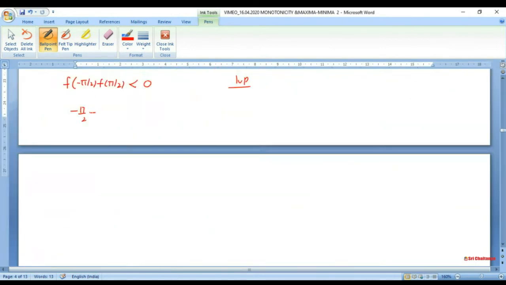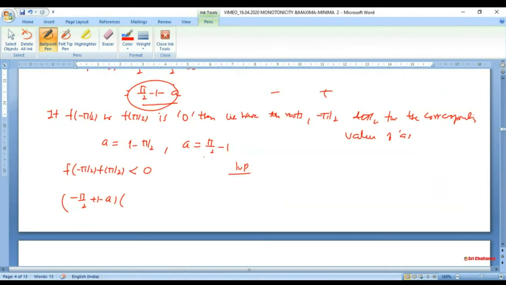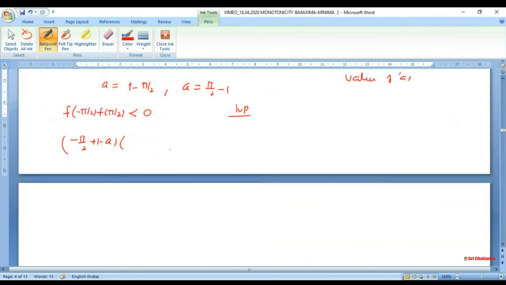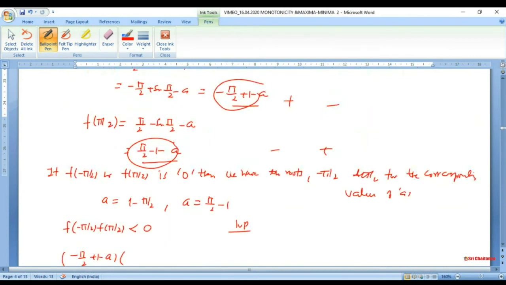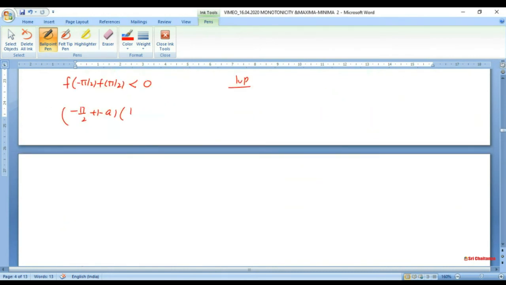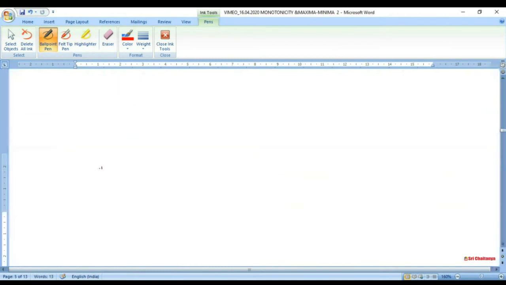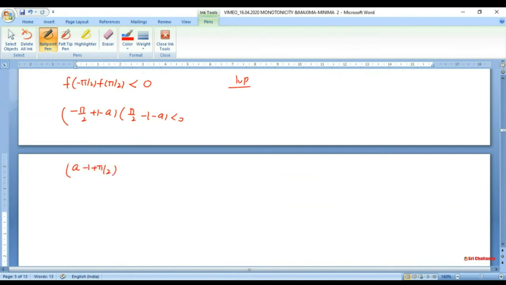So minus pi by 2 plus 1 minus a. And if pi over 2 was this one, pi by 2 minus 1 minus a. So pi by 2 minus 1 minus a less than 0. I can change the sign of a. So I can write a minus 1 plus pi by 2. And here I can write this is a plus 1 minus pi by 2 less than 0.